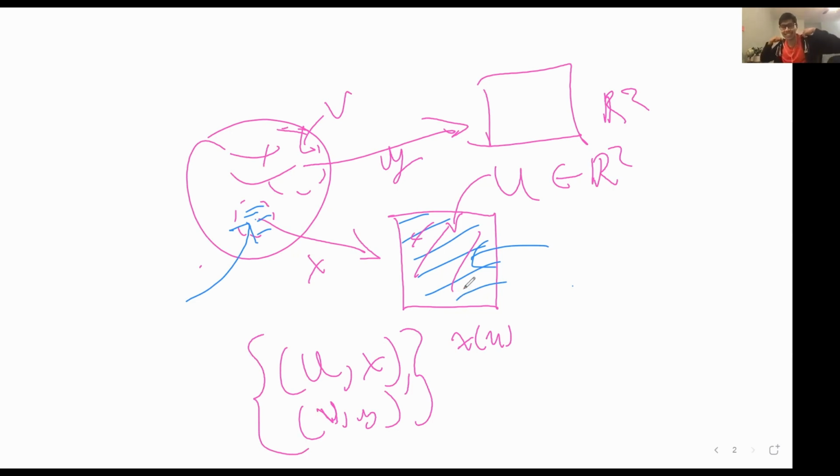Intersection is like intersection. The union would be this. If U union V equals our entire sphere, then this is an atlas. So the atlas is a collection of these charts.